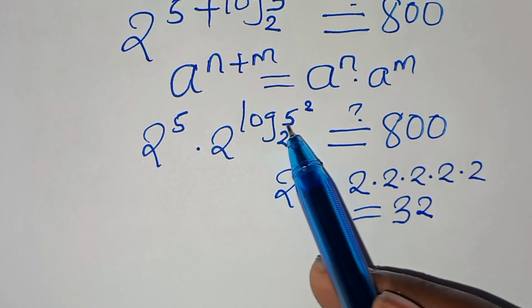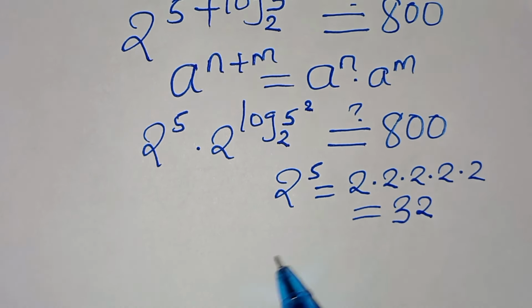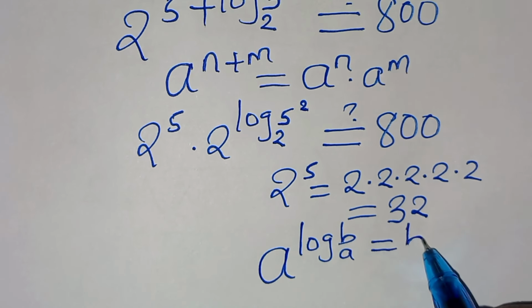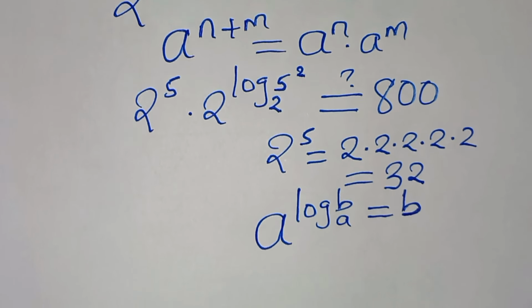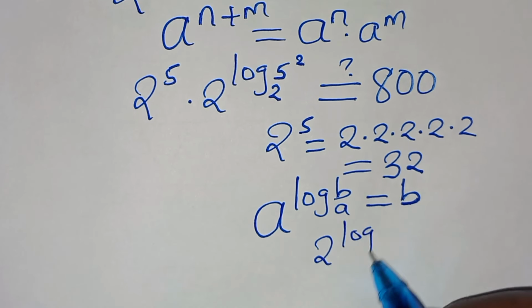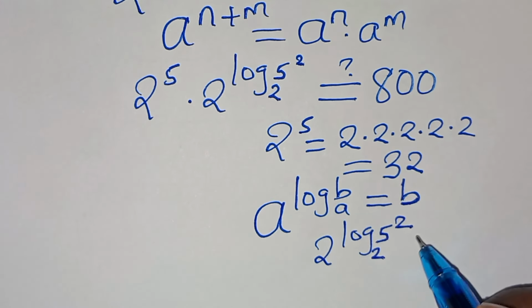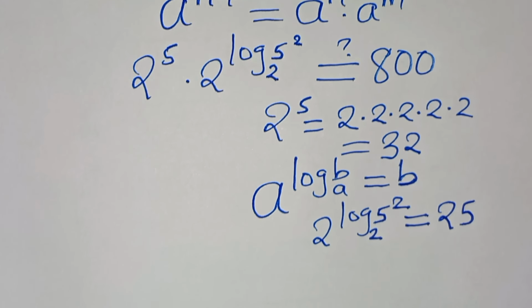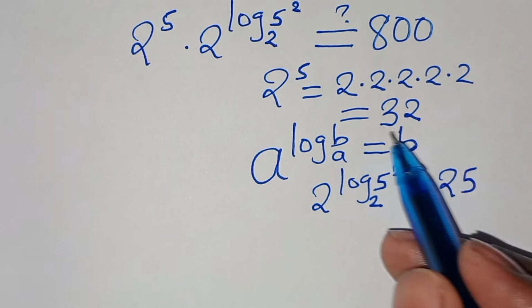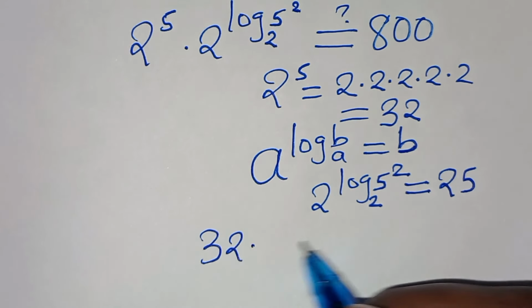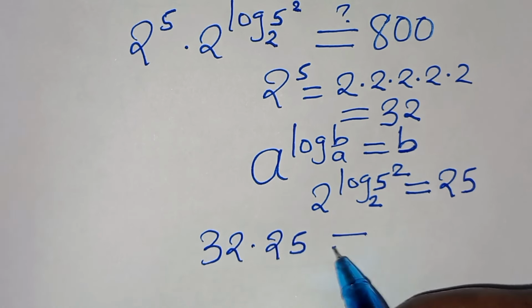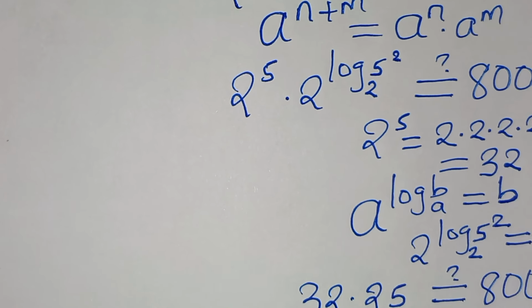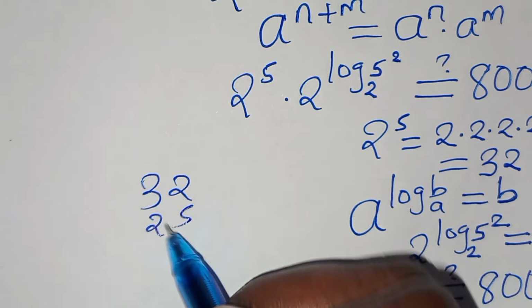We have 32 to the power of log 5 to the power of 2 to base 2. This is in the form of a to the power of log b to base a, which essentially is supposed to give us a value of b. Now this implies that 2 to the power of log 5 squared to base 2 is going to give us a value of 5 squared, which is 25. And this implies that here we have 32 multiplied by 25. This should give us a value of 800. So here we have 32 multiplied by 25.